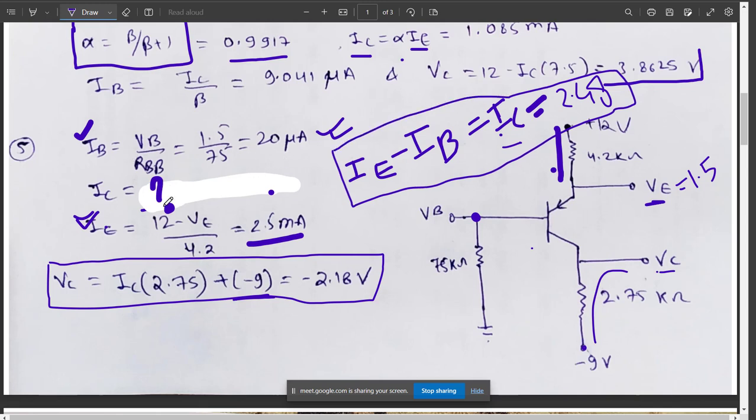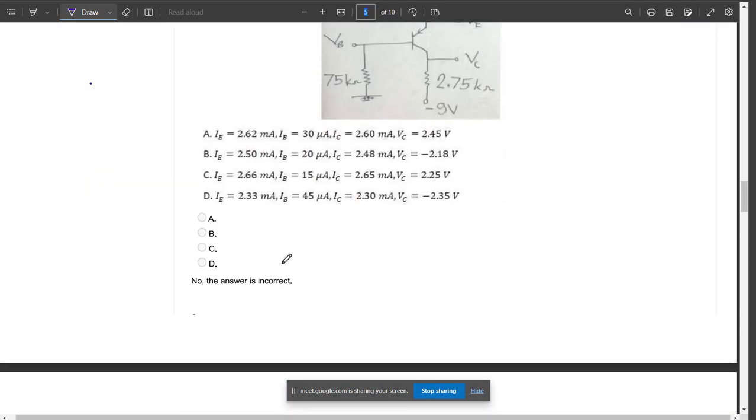So yeah, it became a bit confusing because IB was given. Since IB is not given in the question, I don't know why it was given here. Anyway, we'll solve this question like this and we'll be able to find the solution. Okay, any doubt?